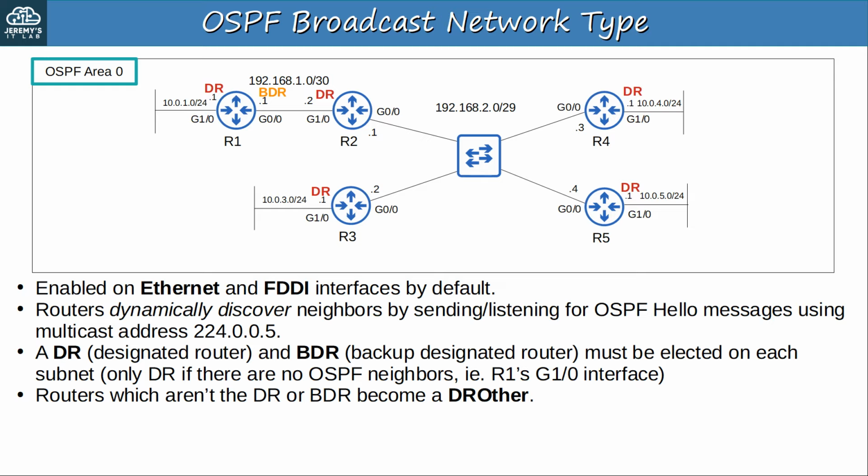How about the 192.168.2.0/29 subnet that R2, R3, R4, and R5 connect to? For example, R5 might be the DR, R4 the BDR, and then R2 and R3 become DR others. You're probably wondering how these elections work, and what the purpose of the DR and BDR is. Well, let's get into it.